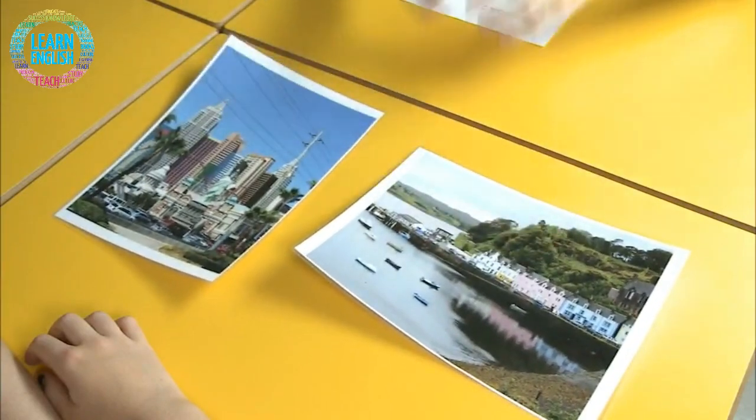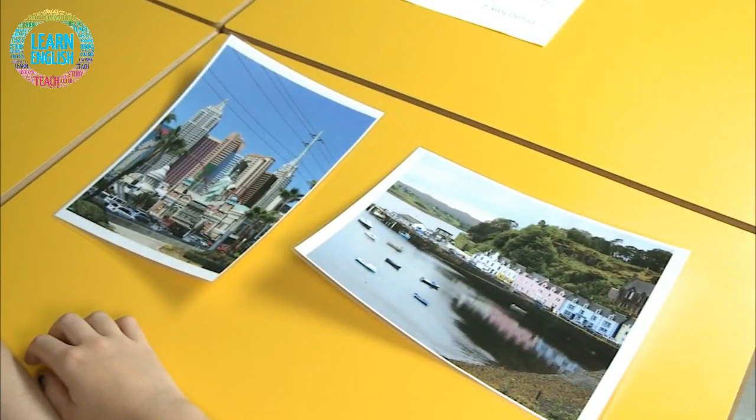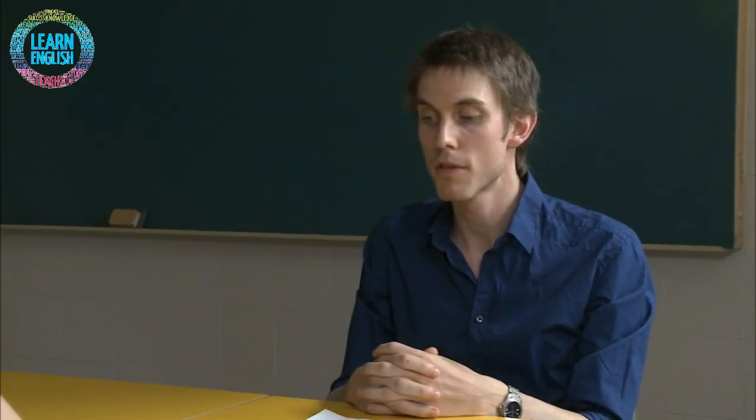In this part of the exam, you're going to describe some photos. Here are your photos. Look at the two photographs of places where people live. Compare the photographs and say where you would prefer to live and why. Please talk for about a minute.